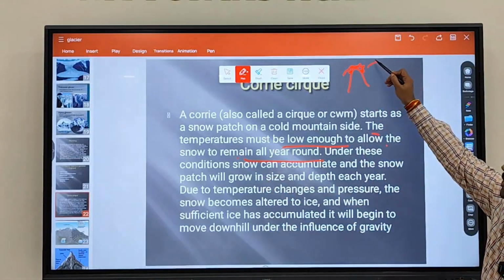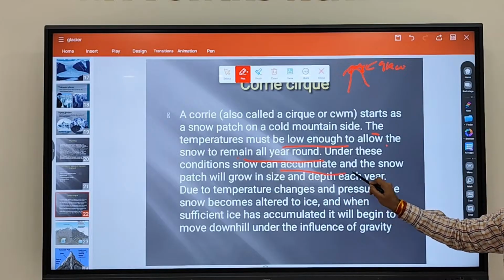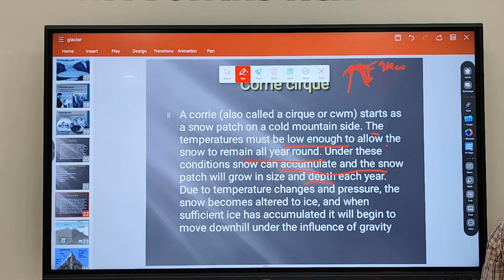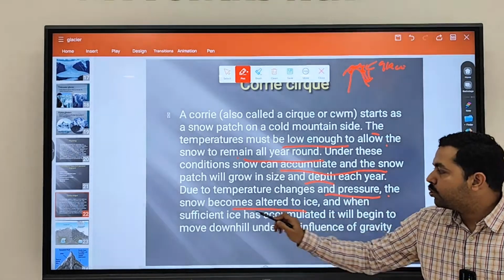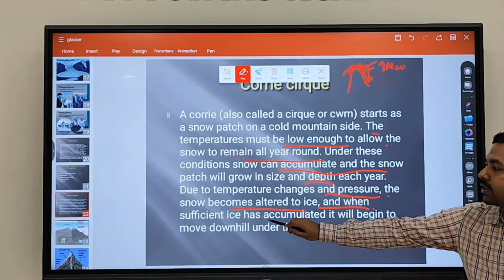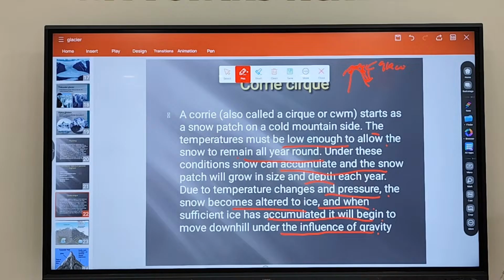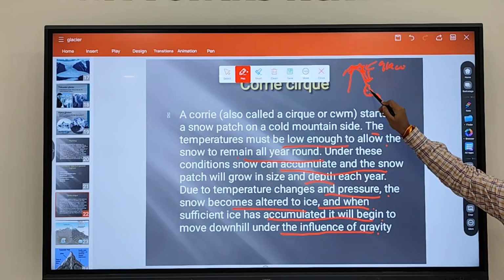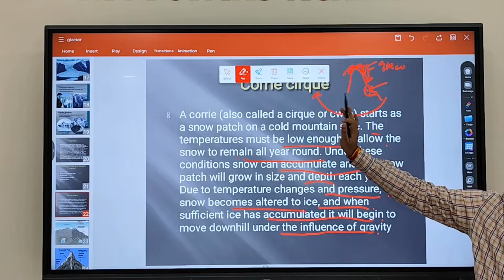So here glacier needs to be there throughout the year, and under these conditions snow can accumulate and start to move down. Due to temperature and pressure changes, snow becomes altered to ice, and when sufficient ice has been accumulated, it will begin downhill under the influence of gravity. So when it moves down under the influence of gravity, what will happen? It gets deposited over here, and this is called your Kori or a Sirk lake.